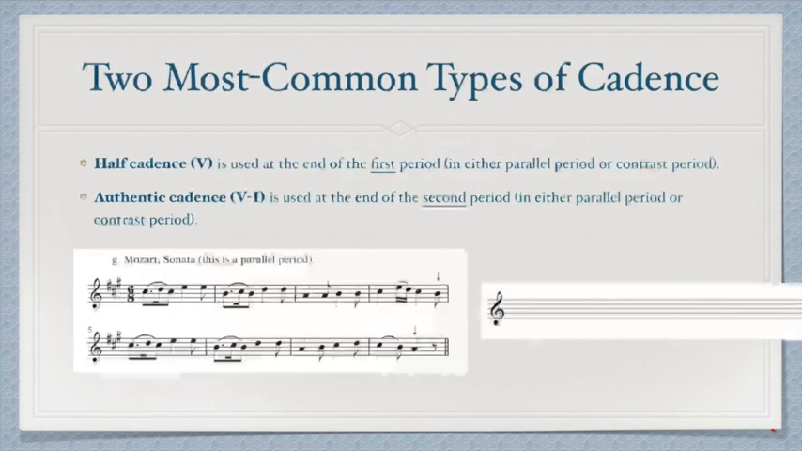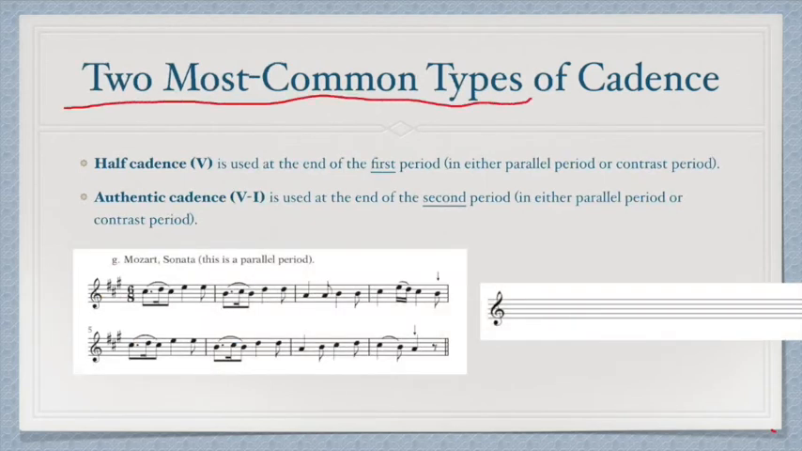Maybe you're confused about what cadence is. So here's the answer. Let me introduce the two most common types of cadence. Of course, there are a lot of types of cadence, but those are far more complicated than this class. So I'm just going to introduce the two most common types that you have to use to finish each phrase. First is called half cadence, and the second is called authentic cadence.